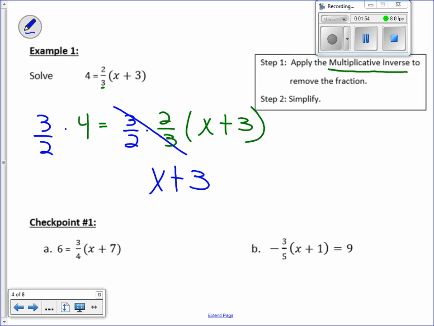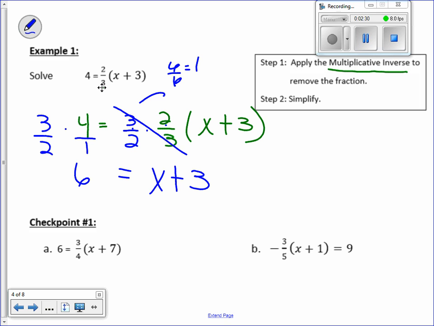Again, if you look at this, 3 times 2 will give you 6 at the top, and then 2 times 3 will give you 6 at the bottom, and 6 over 6 is just equal to 1. So they cancel out. On the other side, we have 3 times 4, which is 12 over 2, which is going to give us 6. Now we're left with a one-step equation. We have 6 is equal to x plus 3.